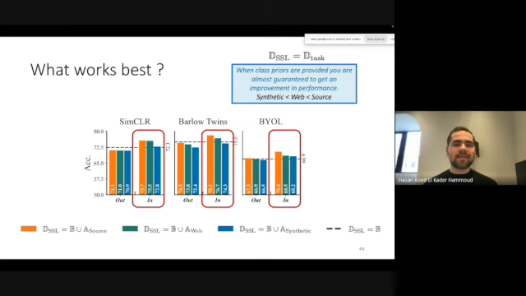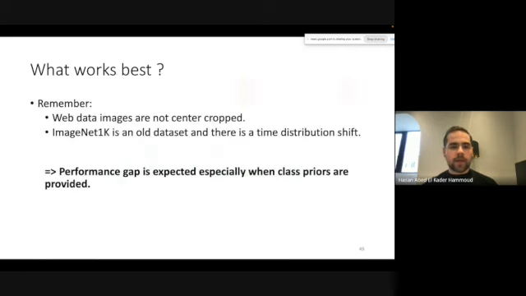And we noticed that the general ordering is that synthetic performs worst, and then web and source perform kind of similar, but there is a small gap between source and web. And of course, this gap is expected. Images that are collected from ImageNet are center cropped, and they are collected from 2009, 2010. And therefore, there's a time distribution shift, whereas when we collected our samples, it was 2023.